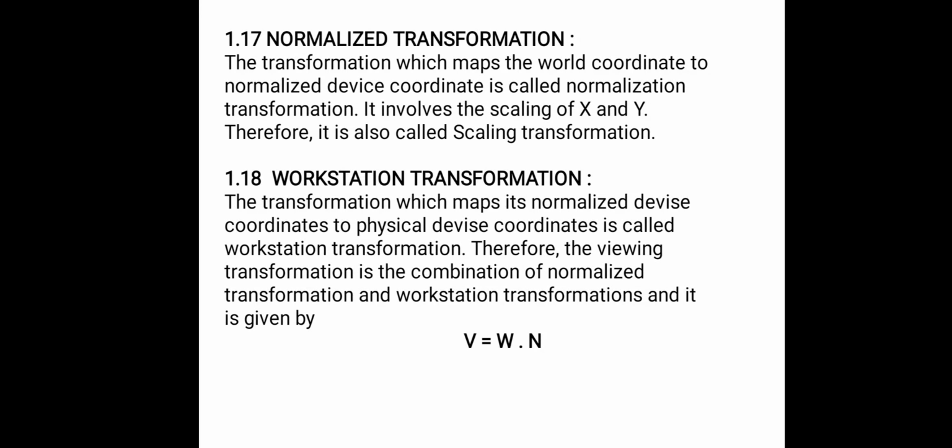Normalized transformation. The transformation which maps the world coordinate to normalized device coordinate is called normalization transformation. It involves the scaling of x and y. Therefore, it is called scaling transformation. Workstation transformation. The transformation which maps the normalized device coordinates to physical device coordinates is called workstation transformation. Therefore, the viewing transformation is the combination of normalized transformation and workstation transformation, and it is given by V equals W into N.